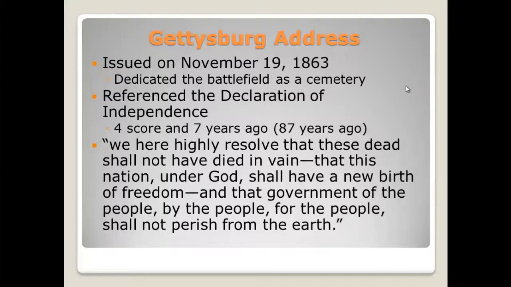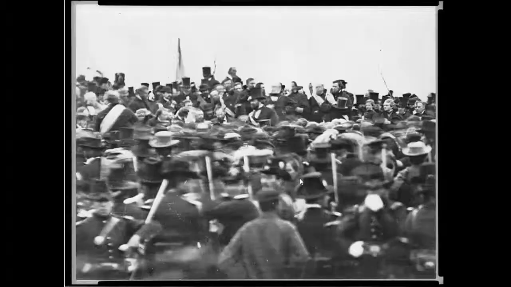So you see here, he's saying that these people shall not have died in vain, or they should not have died for nothing, and that this nation shall have a new birth of freedom. So again, he's referencing this idea of abolishing slavery. 1863 is an important year for that, between the Emancipation Proclamation and the Gettysburg Address. And here is one of two only known pictures of Abe Lincoln at the Gettysburg Address.